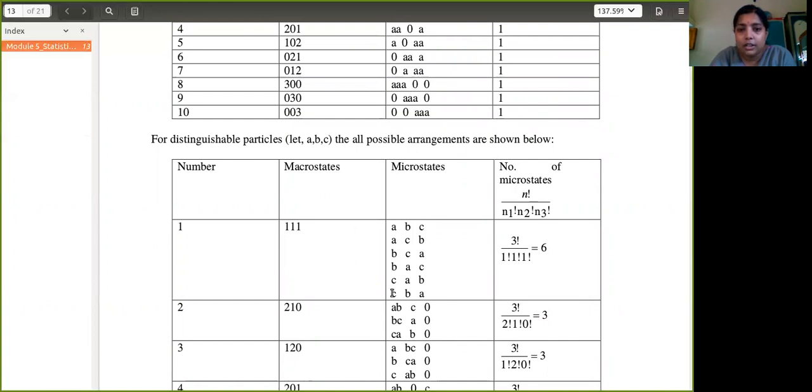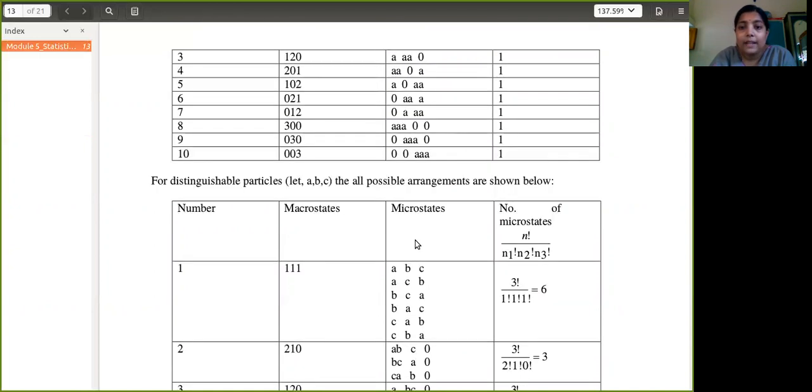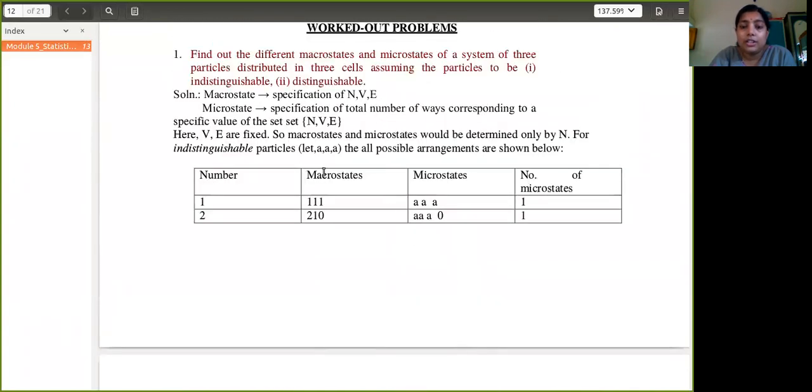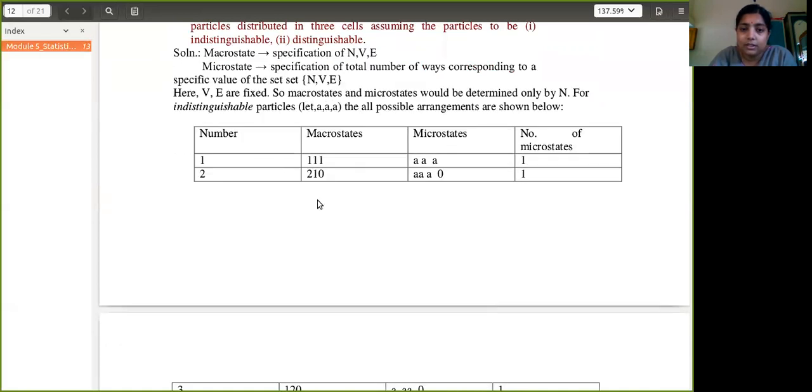Now once we are done with the distinguishable particles, we move on to indistinguishable particles. Indistinguishable particles means we cannot differentiate them at all. That is why we have taken only A and A. So all are the same to me, A, B, C. That is why I have written only one name, which will be A. So how many macrostates will be possible? First, 1, 1, 1. That means cell 1 has 1, cell 2 has 1, and cell 3 has 1 particle each.